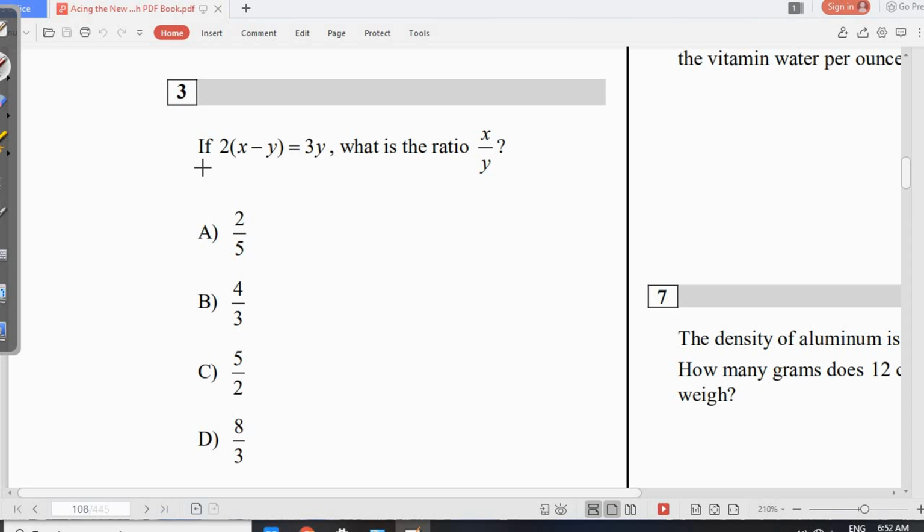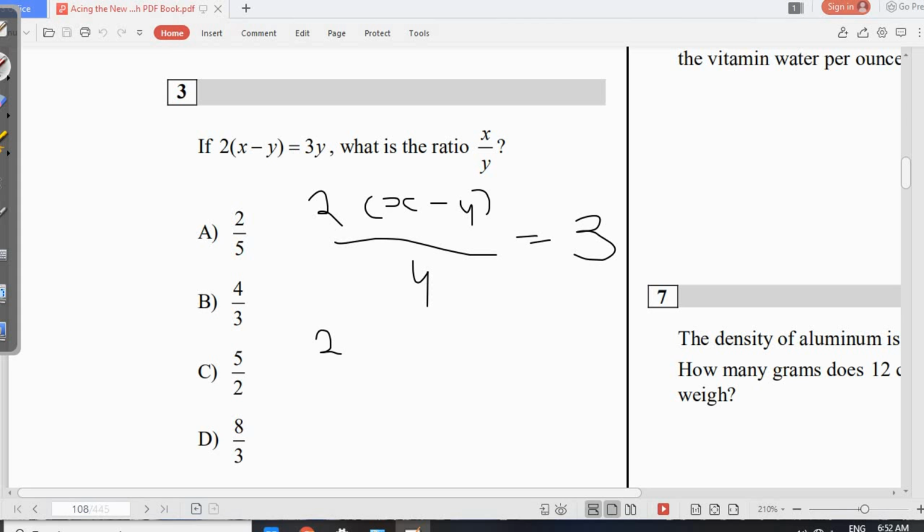Alright, so we have a question. If 2 into x minus y equals 3y, what is the ratio x over y? So I'm just gonna do this. 2 into x minus y, bring the y to this other side, so we're going to be dividing everything by y is equal to 3. It should be quite easy. So what does this mean?